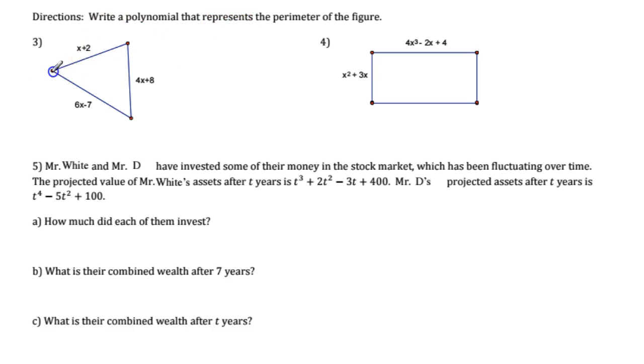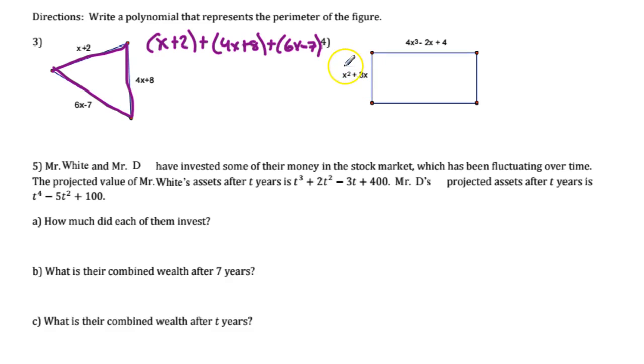All right, so the perimeter is when you add up all of the lengths of the figure. So here I have 3 lengths, so I can write it like this: x plus 2 plus 4x plus 8 plus 6x minus 7. Then you're going to want to simplify this just like you did throughout the packet.